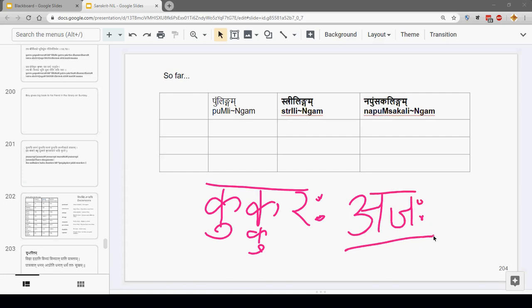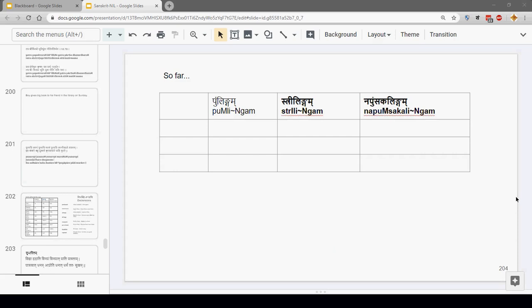And for the goat, we have ajaha. So ajaha word is pullingam, means it is a masculine word, and it is referring to a masculine goat, male goat. But for the female goat, the word will be different. We'll say aja for the female goat. So this is generally true for the animals in the animal kingdom, including humans. The lingam or the gender of the word is also the gender of the actual animal. Generally true. There are some exceptions where the gender of the animal may not be the gender of the actual word.